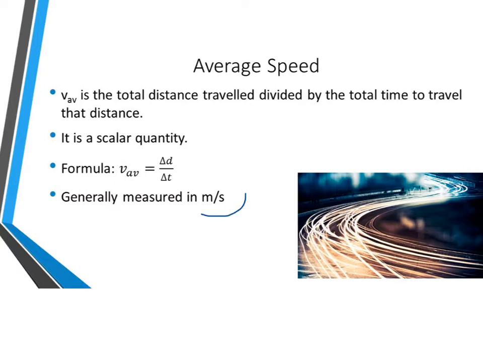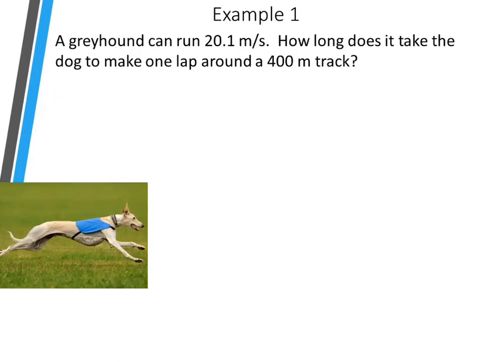And our usual units that we're going to use in physics are usually meters per second. So we're going to look a little bit later in the video at how to convert from, say, kilometers per hour to meters per second. So if we go back to our formula, our formula is always our V average. We often don't write the AV when we're writing down our formula, is the total distance traveled divided by the total time. Let's look at an example.